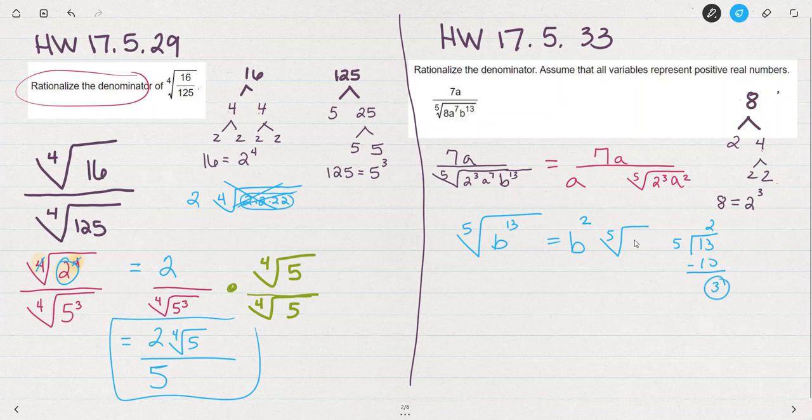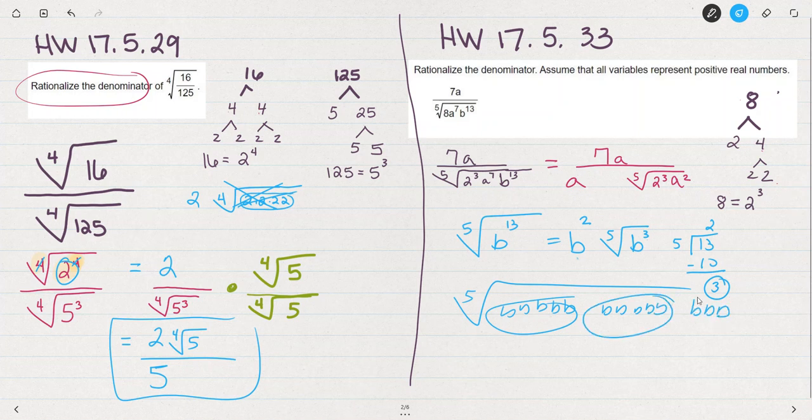I get a remainder of 3, so there would be 3 b's left over. Let's add them up. This represents 5 plus 5, that's 10, plus 3 more, there's all 13. Now, if you need to, you could write this 13 times 1, 2, 3, 4, 5, 6, 7, 8, 9, 10, 11, 12, 13 to see, okay, there's 2 groups of 5, so that's b squared because there were 2 groups, and then 3 that remain in the radical.